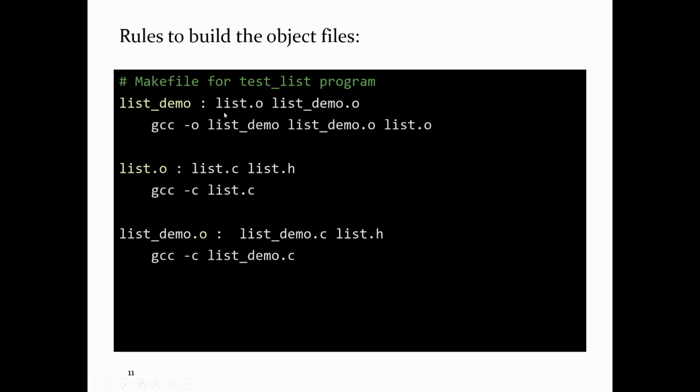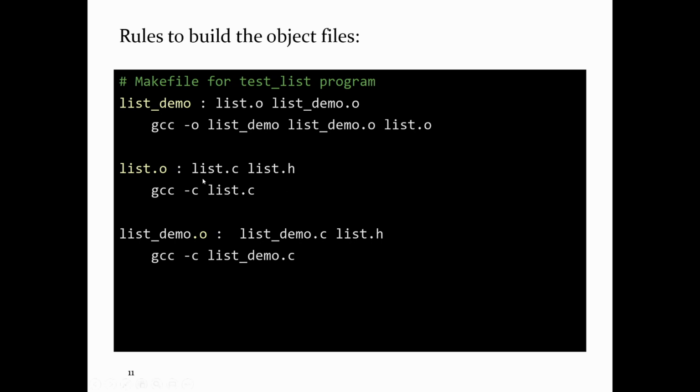It looks at the dependencies. So it says, oh, this program depends on list.o and listdemo.o. When it sees these two dependencies, it does not automatically run that rule. What it does is it says, how do I make list.o? It finds the rule for list.o, and it says, oh, this depends on list.c and list.h.